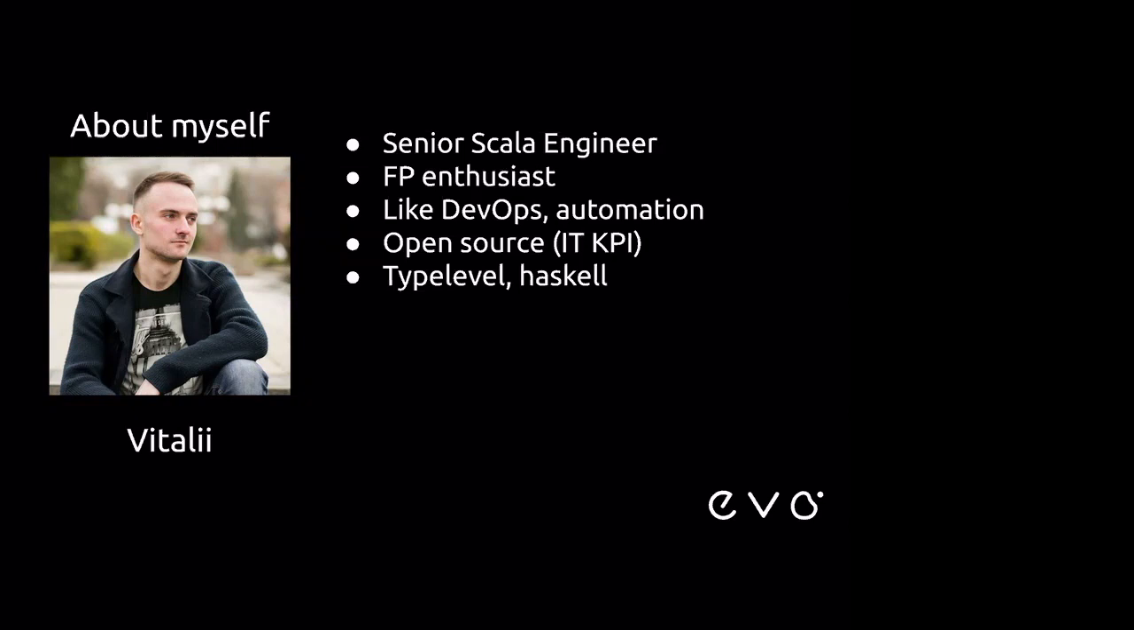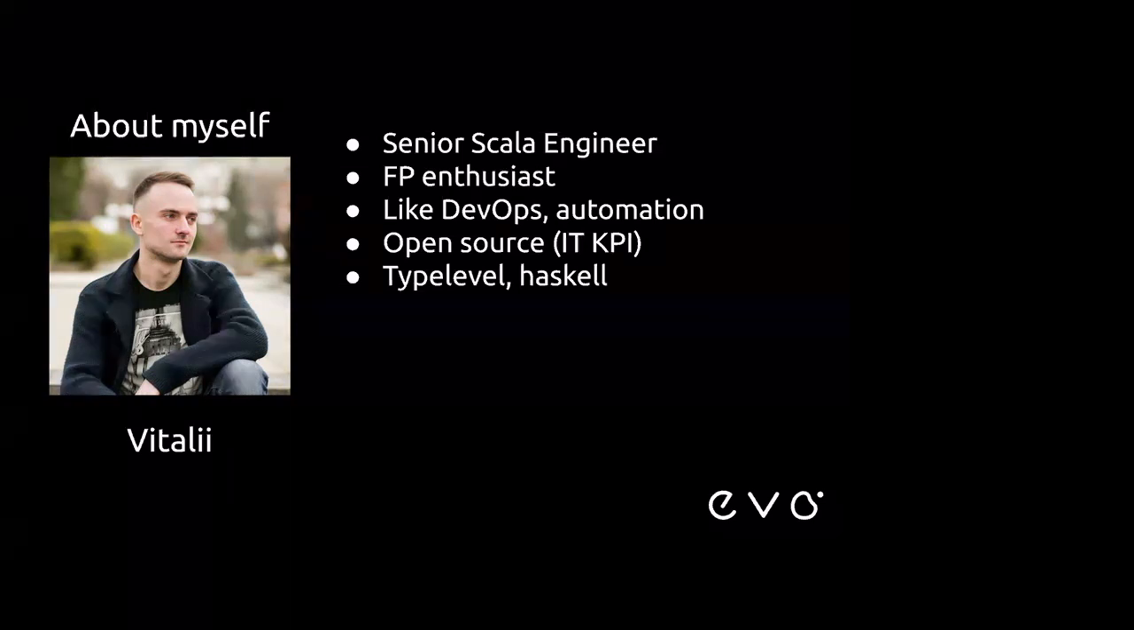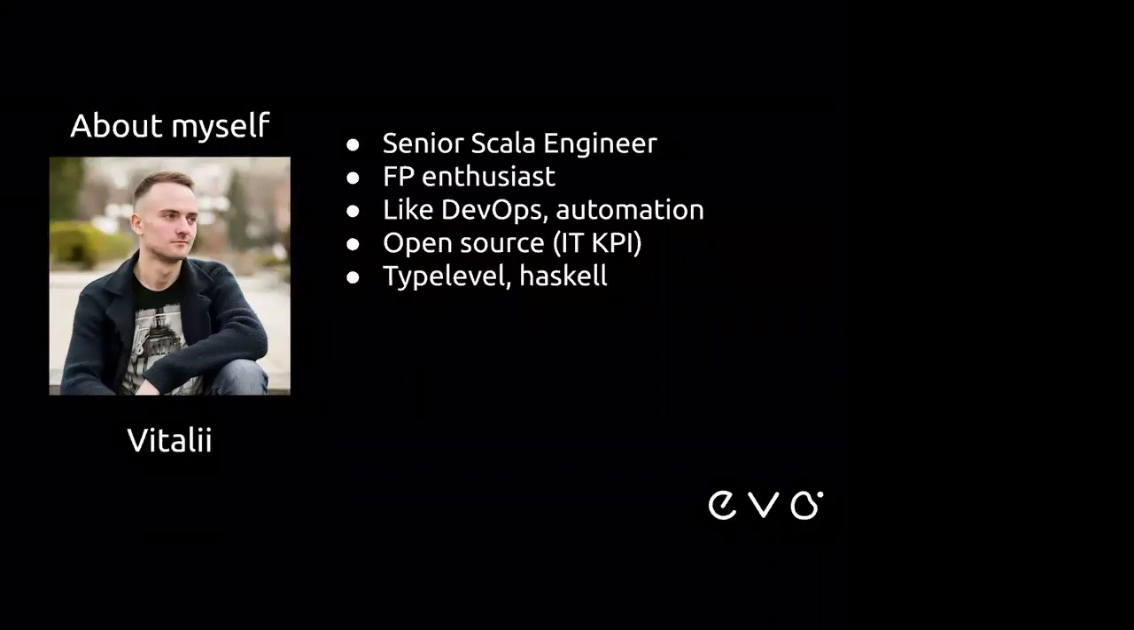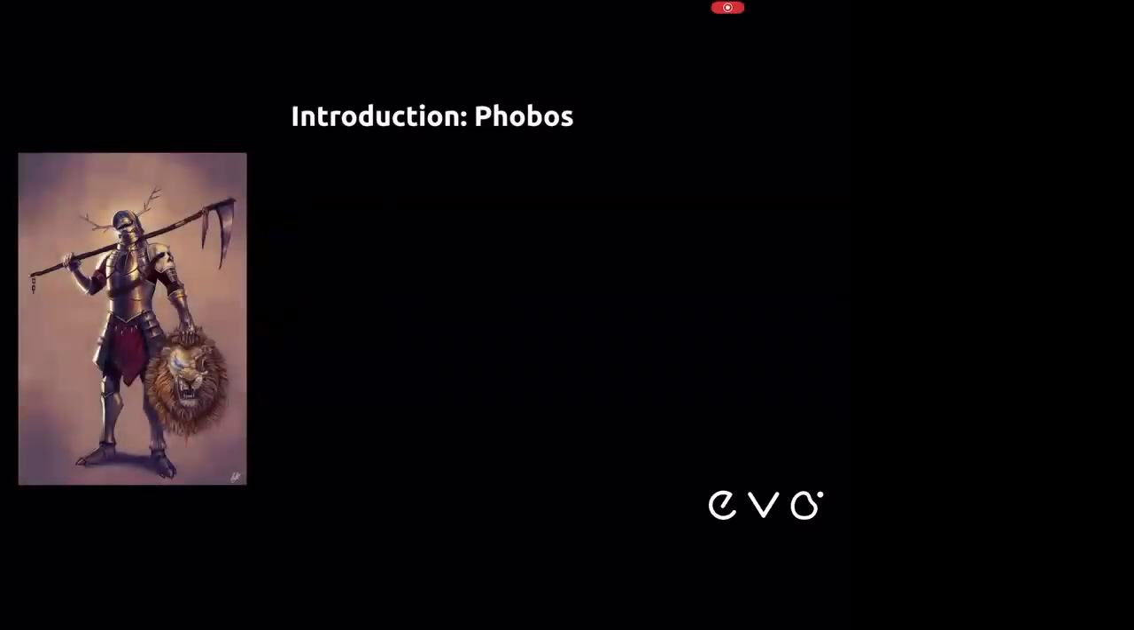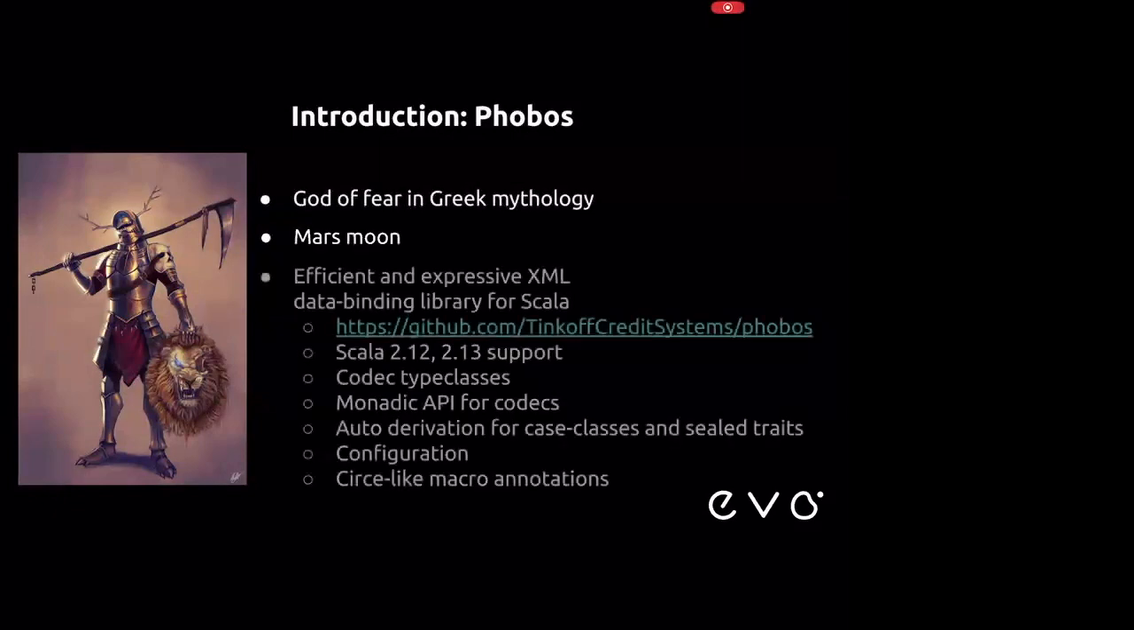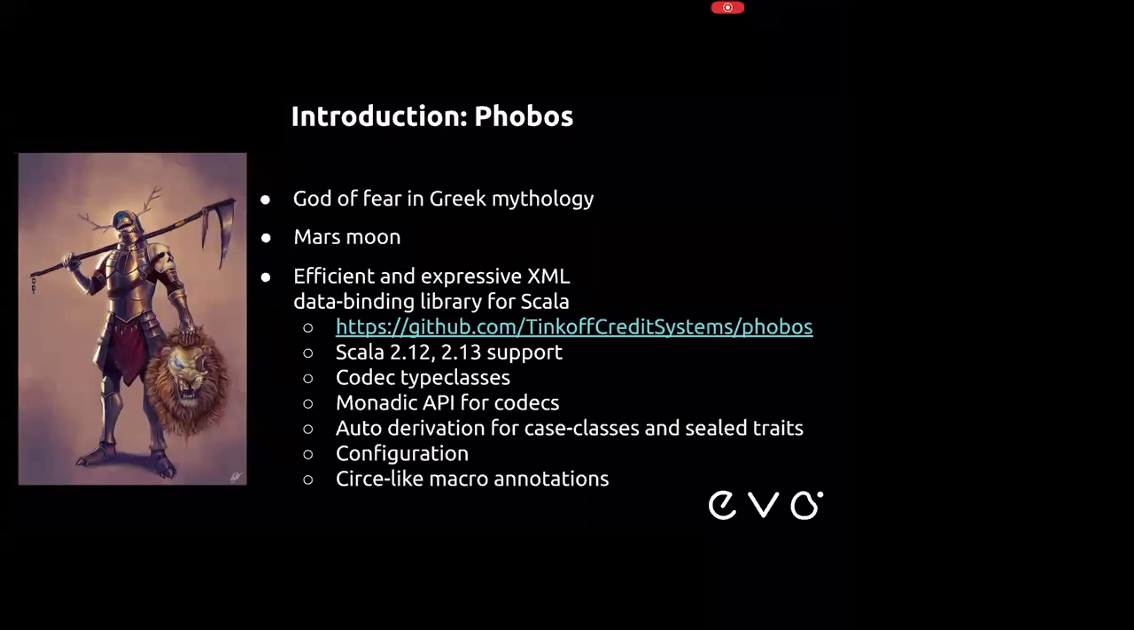And actually, the library I'll show you is an open source project developed by Tinkoff Bank. It's one of the largest online banks in the world. A little introduction about the library. It's called Phobos. Phobos is a Greek god of war. It's one of the Mars moons. And also it's an efficient and expressive XML data binding library for Scala.